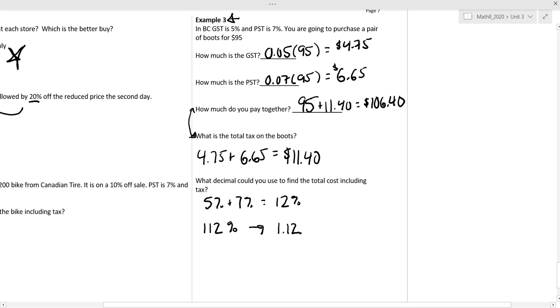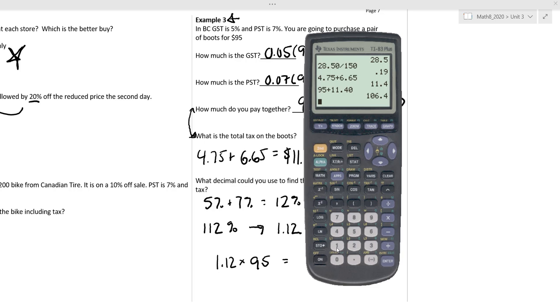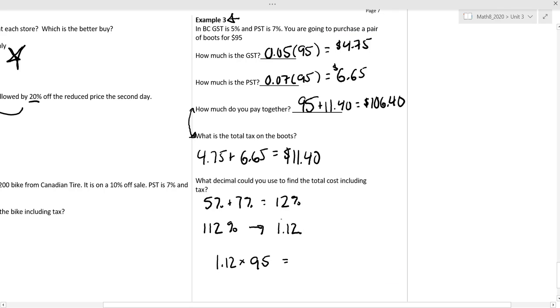So we could go 1.12 times our 95. And that should have given us the same answer in one step, $106.40. But if you're not comfortable with doing that, that's fine. You can break it up into individual steps.